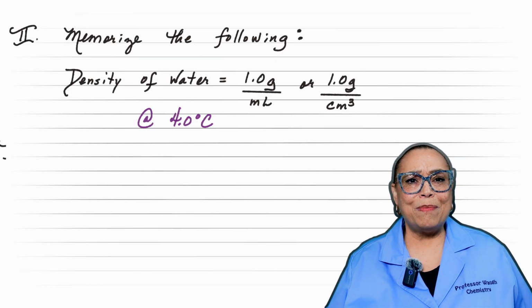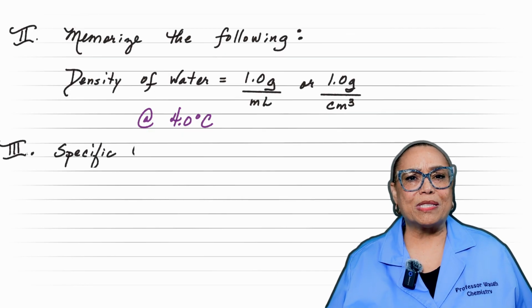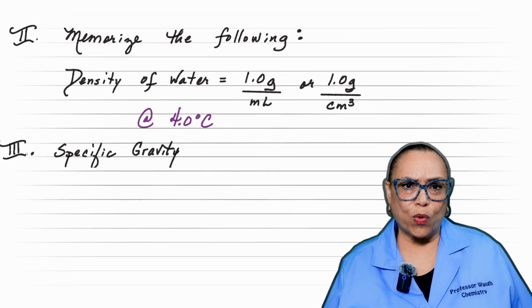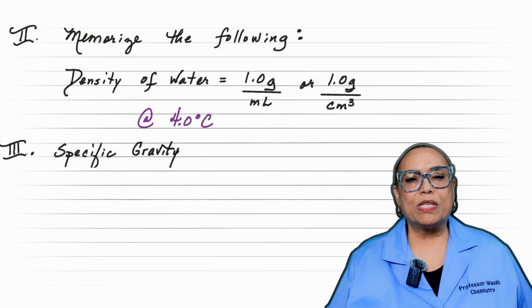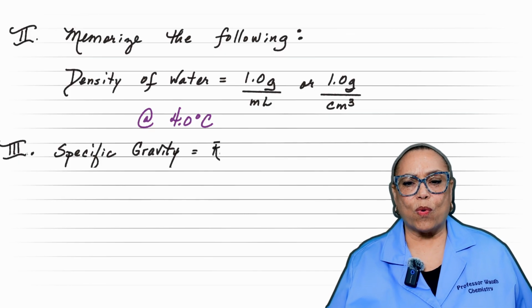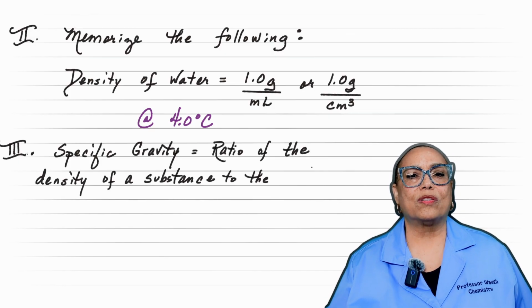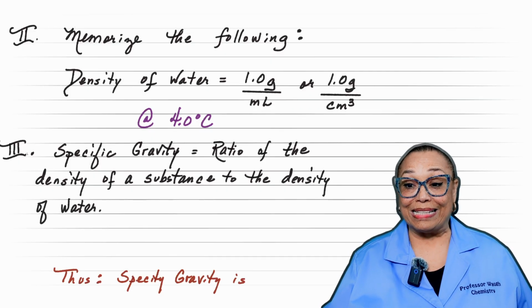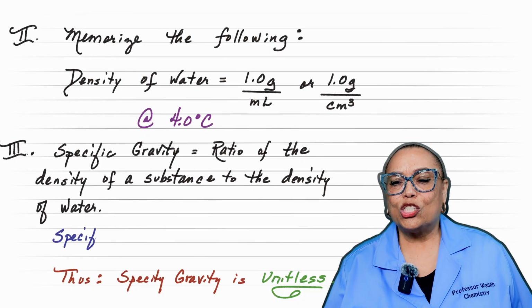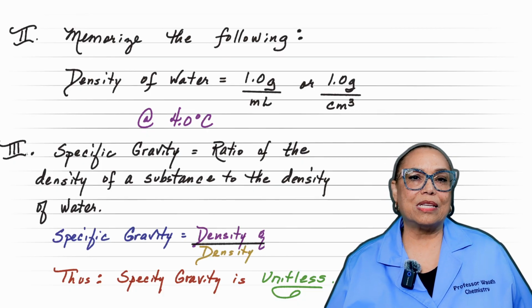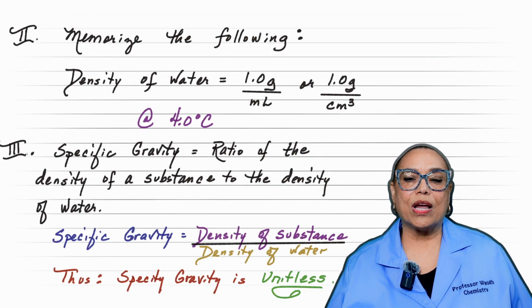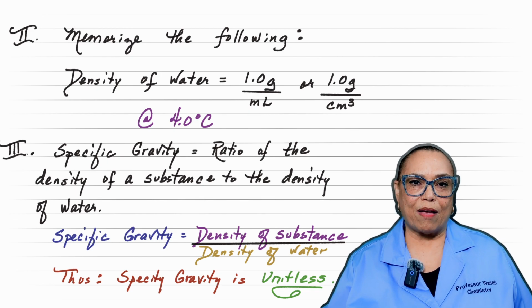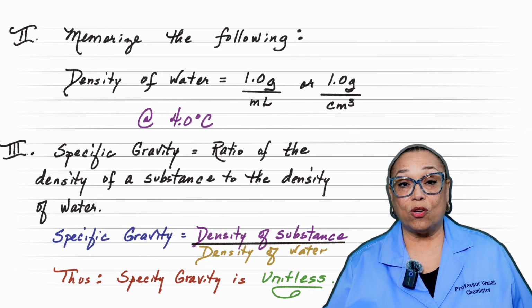Now, this is the same thing that relates to specific gravity, and I just wanted to throw this in. The specific gravity is a ratio of the density of a substance to the density of water. So I often call it unitless density. So whatever the density of the substance is, you divide it by the density of water, and that is called your specific gravity. And you'll see that as well in your calculation, so know it now.